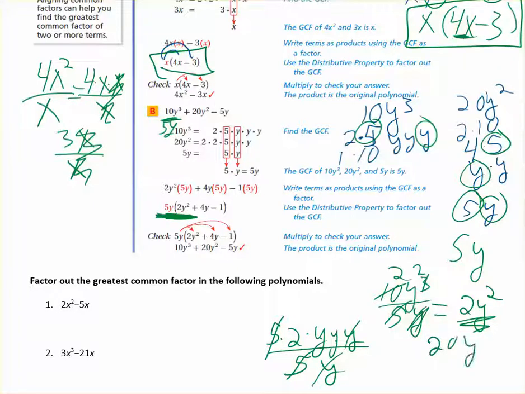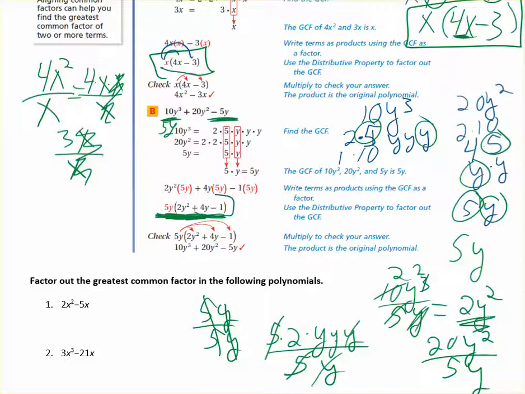20y squared divided by the greatest common factor of 5y. And that is 4y, because 20 divided by 5 is 4. Y squared divided by y is just 1y. And then the last one, this is very important, the last term was 5y, and your greatest common factor is 5y. This is not 0. This is 1. So you put a 1 here. 5y divided by 5y is 1.